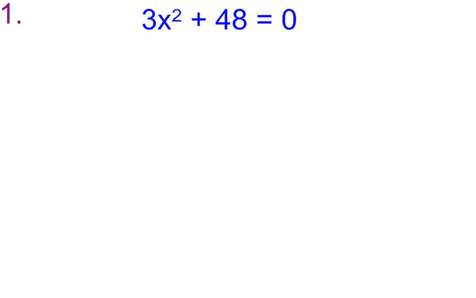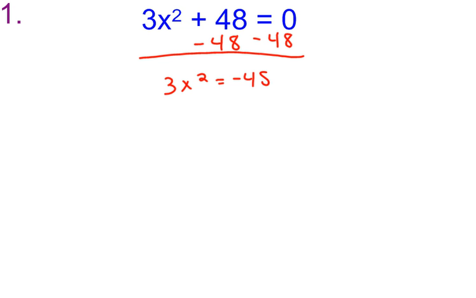So when we are solving number one, we are solving equations. And this looks like a normal problem that we have done a million times probably. So we're going to try and get x by itself. In order to do that, I would subtract 48 from both sides. So I have 3x squared equals negative 48. Divide by 3. So x squared equals negative 16.